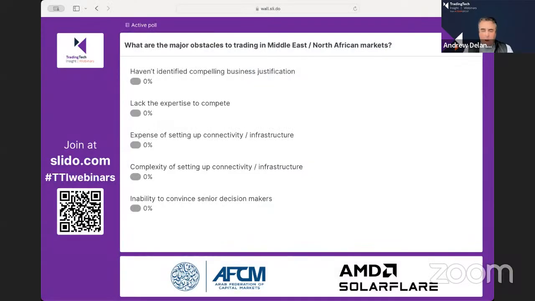And again, welcome to today's event. We have a great discussion lined up, but we're going to kick off with a poll for the audience on Slido. The question that we're posing is, what do you consider to be the major obstacles to trading in the Middle East and North African markets? So please vote on this poll using your Slido. While you're doing that, we're going to kick off with our first question. We'll come back and review the answers shortly.